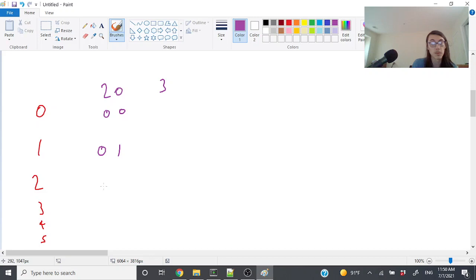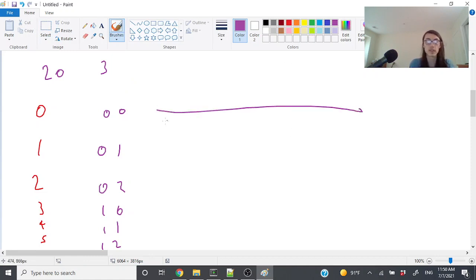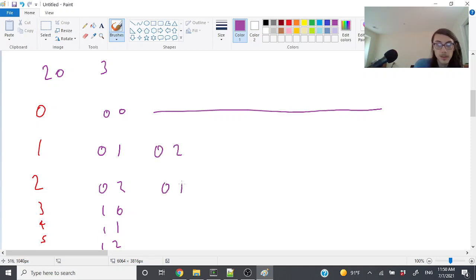0, 0, 0, 1, 0, 2, 1, 0, 1, 1, 1, 2. Now, after we guess 0, what happens here? So in particular, we don't care about this because we already guessed this. Now, what happens to this after we guess 0? So this should become 0, 2, should become 0, 1, 2, 0, 2, 2, 2, 1.